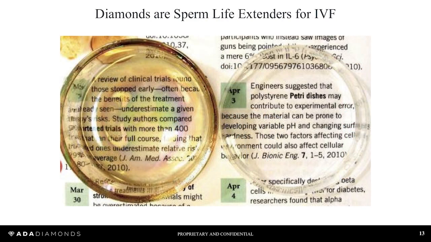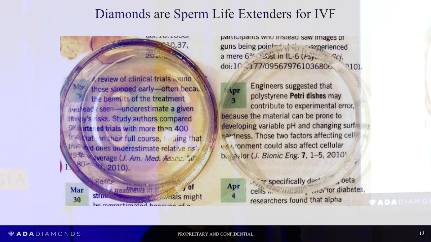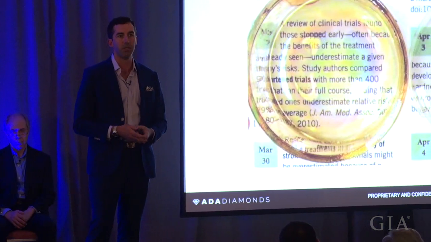Diamonds also keep sperm alive. It turns out that if you take a nano diamond covered petri dish, sperm lasts 300% longer than they do in a traditional petri dish. And shockingly enough, the cost of that diamond coating is only about $100. So when you look at the value this can bring to couples that are looking to have a child in their lives, and you look at that price point, it's an economically viable use of diamond that's coming along today.